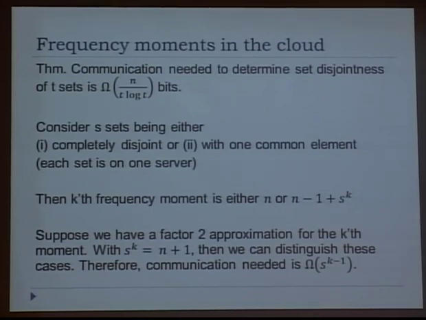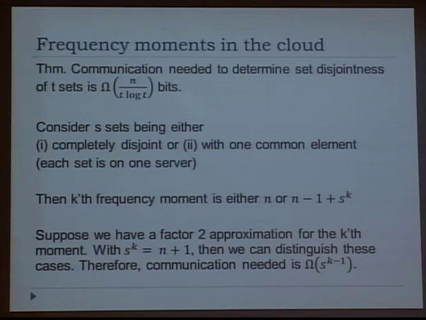So a factor 2 approximation can do this, but we know there's a lower bound of n over t, which is n over s in this case. N is s to the k, so that's a lower bound of s to the k minus 1. So if you want to compute the kth frequency moment on s servers, you need at least s to the k minus 1 bits. That just follows from this. But that's only s to the k minus 1, not n to the 1 minus 2 over k.